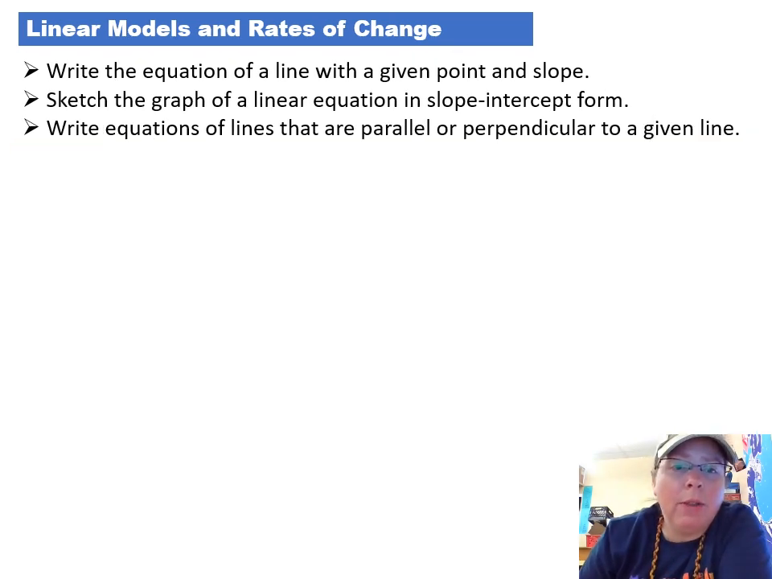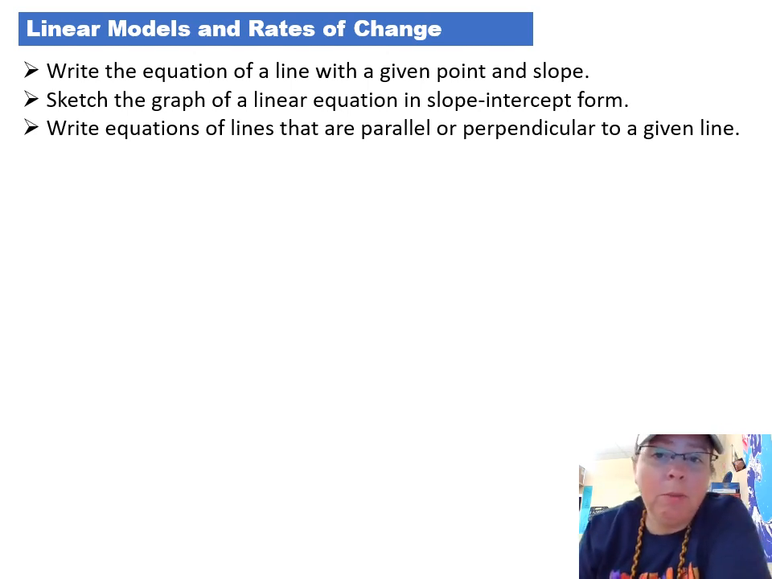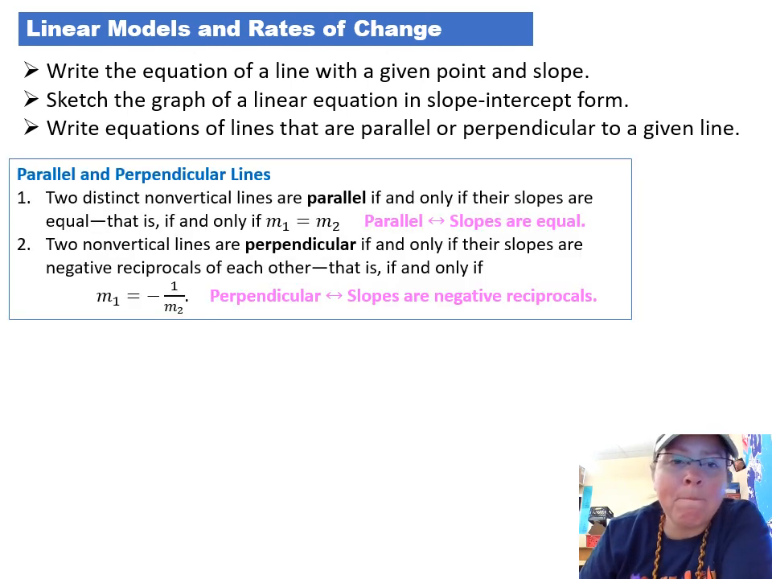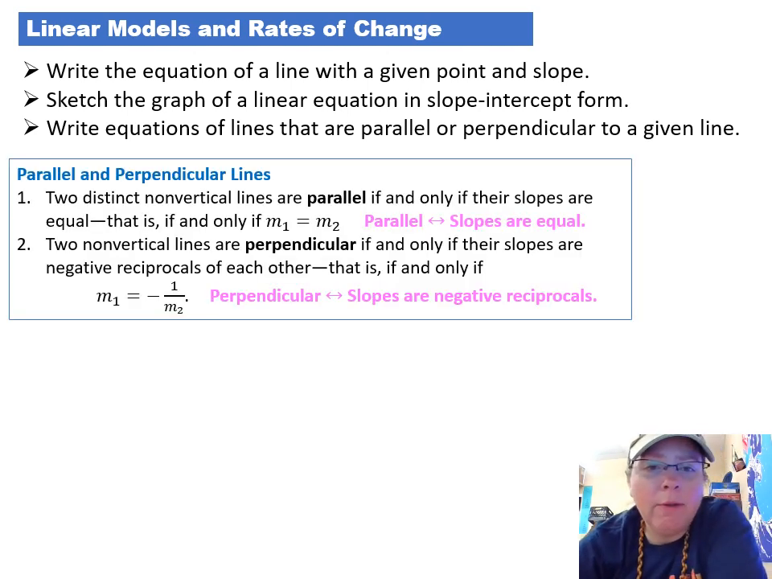So here we're going to write the equation of a line with a given point and slope, sketch the graph in slope-intercept form, and write parallel and perpendicular lines. Two distinct non-vertical lines are parallel if and only if their slopes are equal. That is, if and only if slope 1 equals slope 2. Parallel lines, slopes are equal.